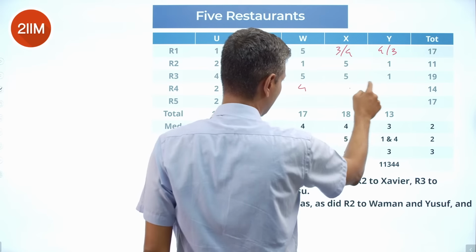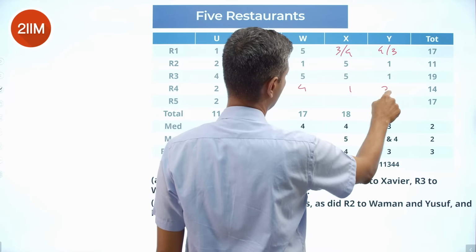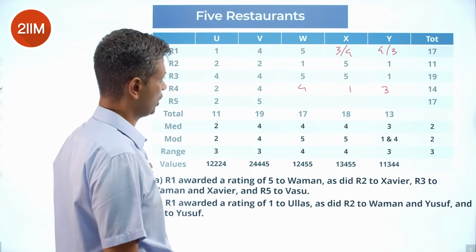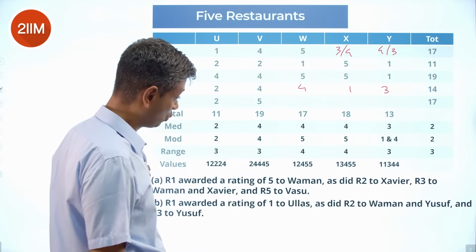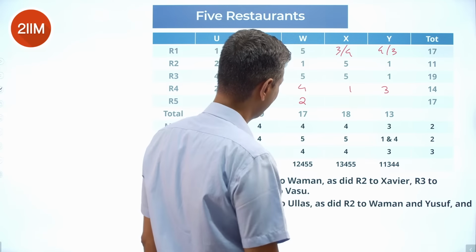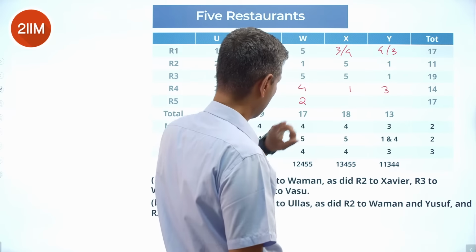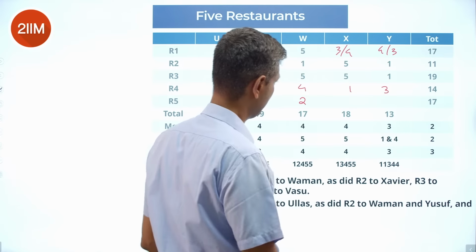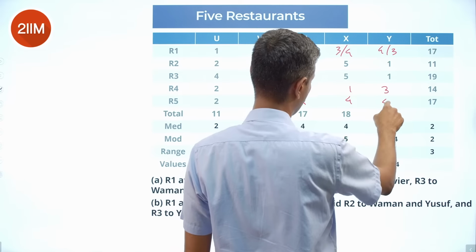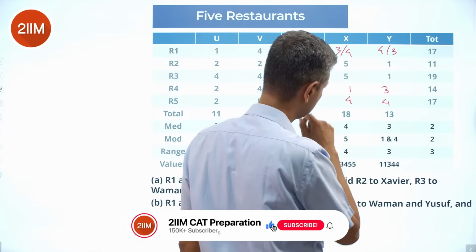I could have 1 and 3. 4, 1, 3, that's possible. In which case, 5, 1, 5, 4, this should be a 2, adding up to 17. 5, 2, 5 adds up to 9. I need 8 more. I'll put a 4 here and a 4 here. The 5s are already taken.